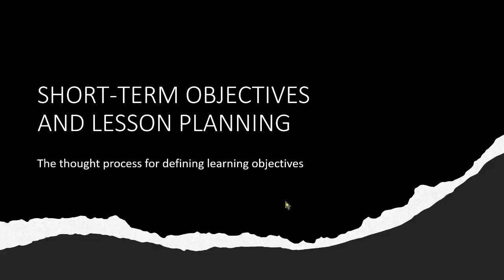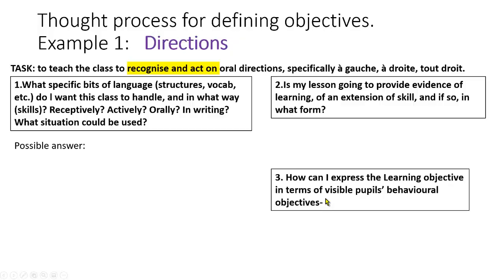So when planning your lessons, you need to have very clearly in your mind what the short-term objectives are for that plan. I'm now going to show you a very simple thought process for defining learning objectives, and it's pretty much word for word the way I was trained in Goldsmiths in 1981, but it's helped me. So let's go. This thought process for defining objectives.